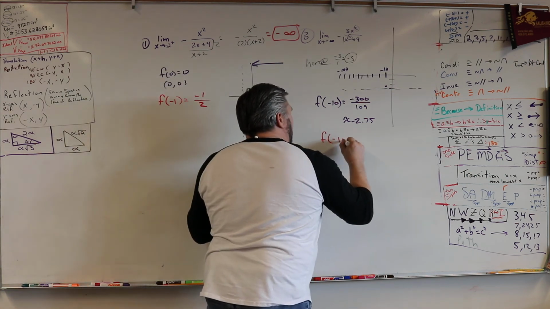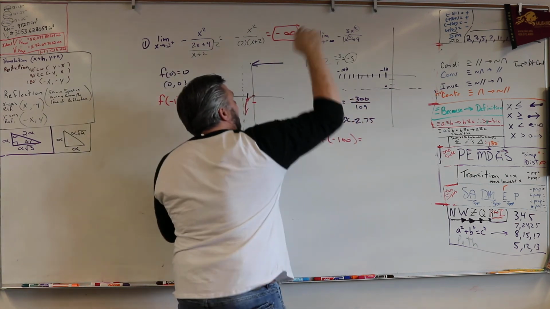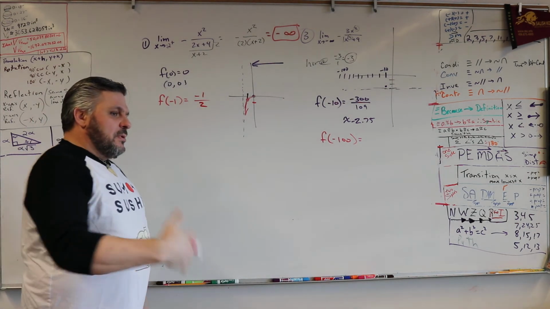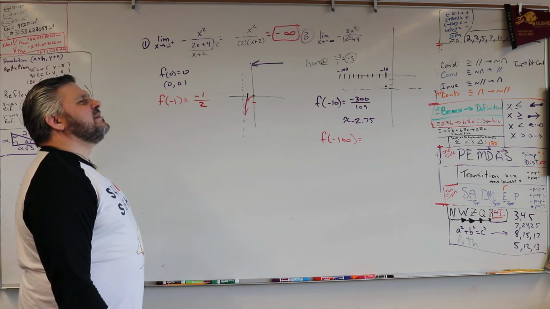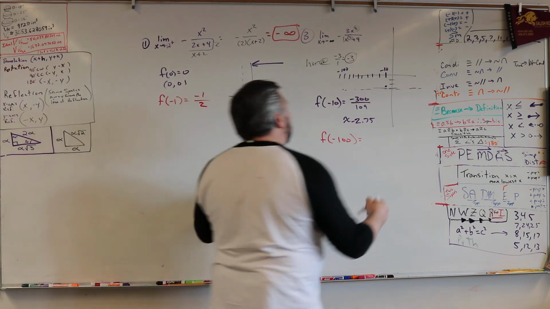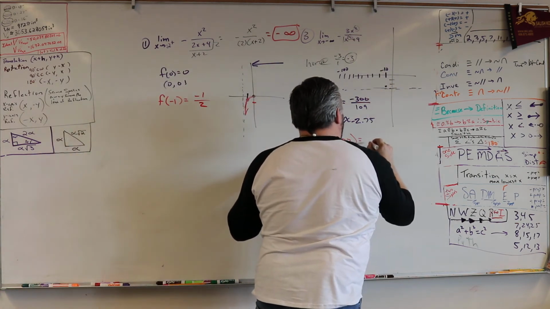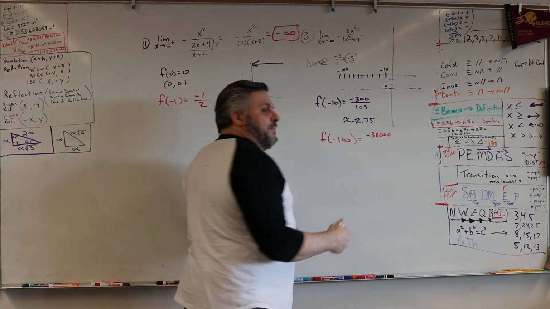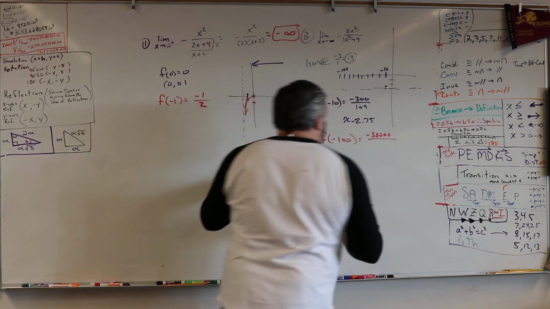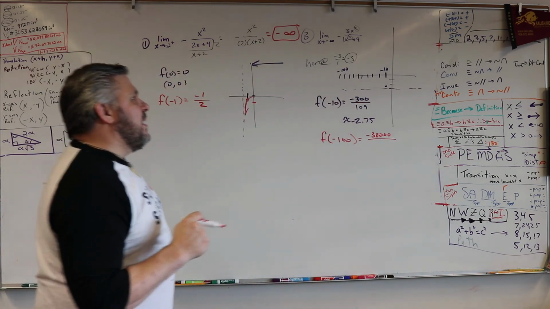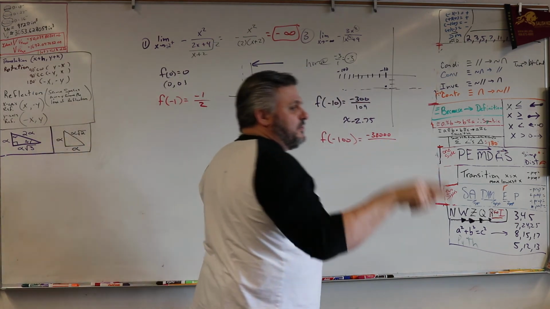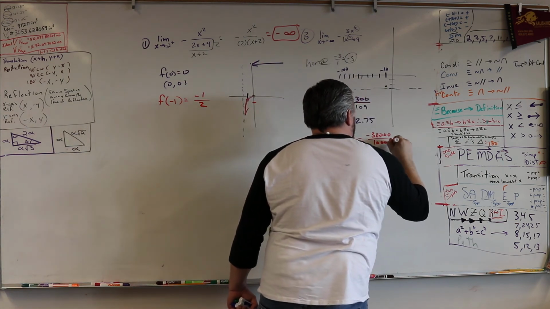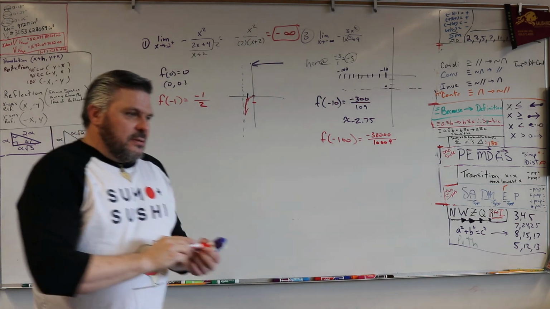F of -100. So what's 100 squared? 10,000. So times 3 would be -3 and 4 zeros, -30,000, right? And then 100 squared, 10,000 again, right? Plus 9, so that'd be 10,009.